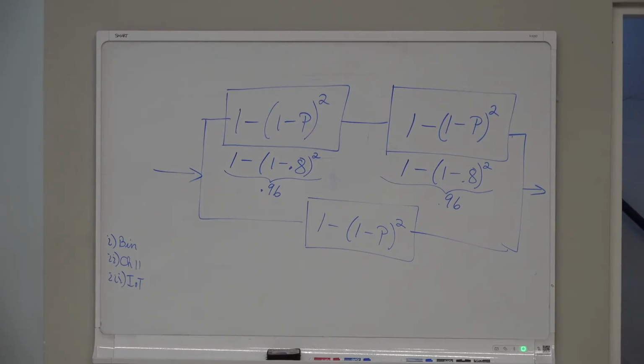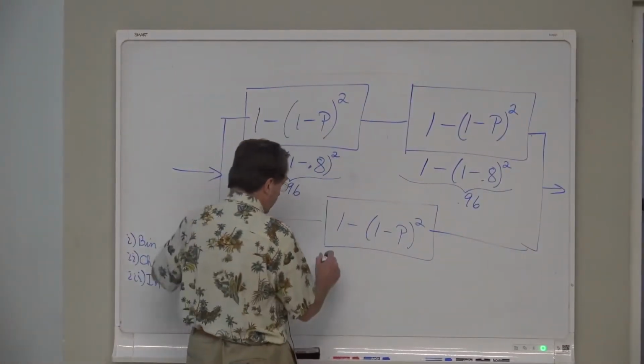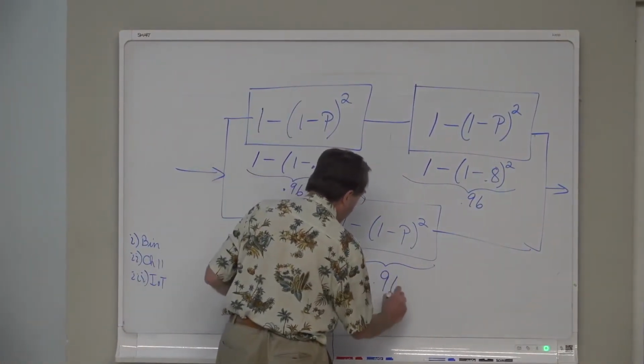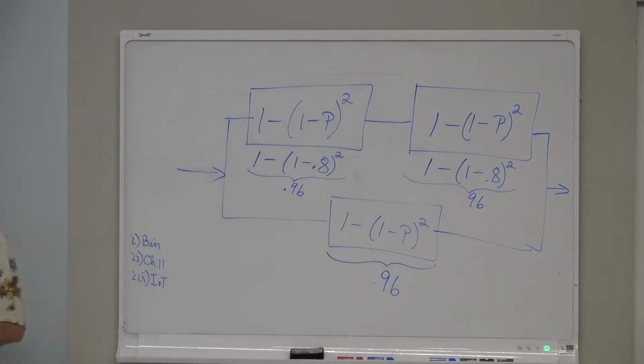All right, that's the probability of the upper path working. Now, Christina, likewise, the bottom path. The bottom path only had 2 sensors in series. So this quantity is 0.96. That's the probability of the lower path working. So my colleagues, this is the probability of the upper path working, and this is the probability of the lower path working.